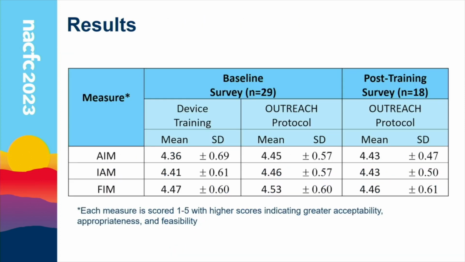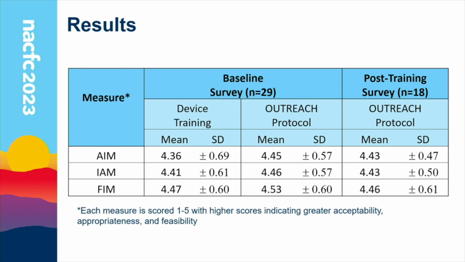So earlier I mentioned that the primary outcome for the Outreach CRC experience study was the acceptability, appropriateness, and feasibility of the outreach protocol. Specifically, the AIM is the acceptability of intervention measure, the IAM is the intervention appropriateness measure, and the FIM is the feasibility of intervention measure. Again, they're being surveyed at each of the 4 time points, so we should be able to assess any changes in perception throughout the study.